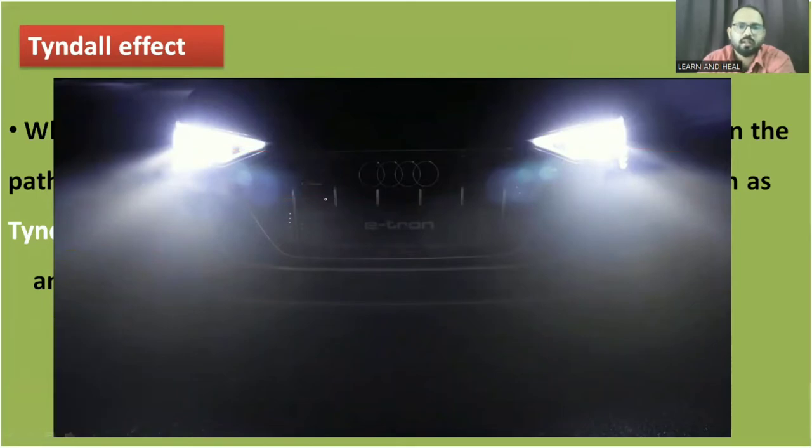See the example, you can see the headlight. The light coming from the car's headlight, we are able to see the path of this light. Look at that. The path is visible. Path of this light is visible. This is due to Tyndall effect.